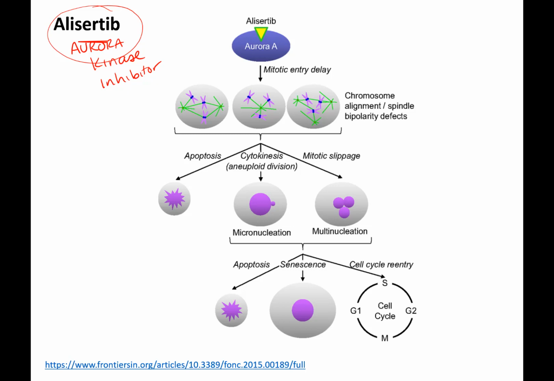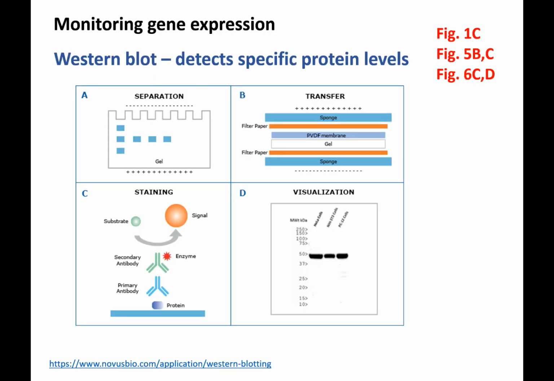So let's talk about some of the techniques. So we've talked about Western blot before. The whole point of a Western blot is to detect specific protein levels. Okay. In this paper, the housekeeping gene is alpha tubulin.